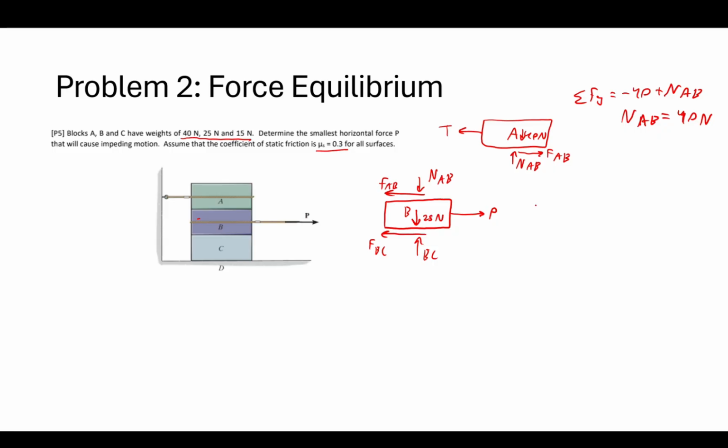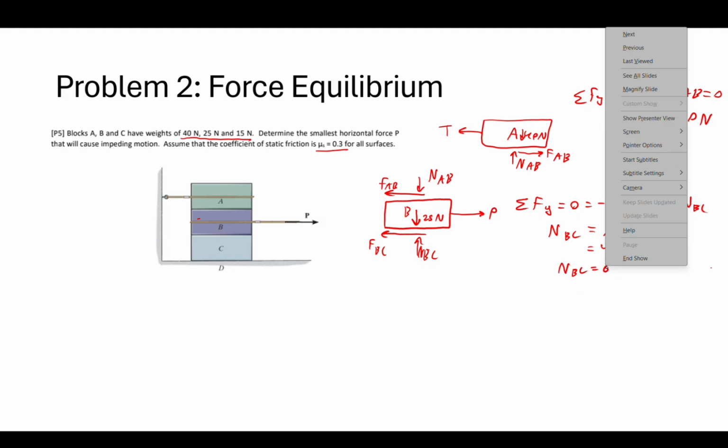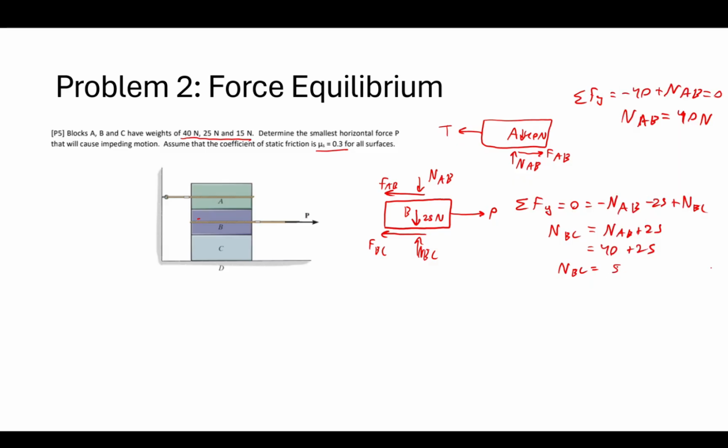Now, moving on to block B, we can do sum of forces in the y direction here. That's going to be negative NAB minus the weight, which is 25 newtons, plus NBC. Now we know that NBC is going to be equal to NAB plus 25. We know NAB, we just found it. It's going to be 40 newtons plus 25 newtons right there. Now we can find NBC to be 65 newtons.